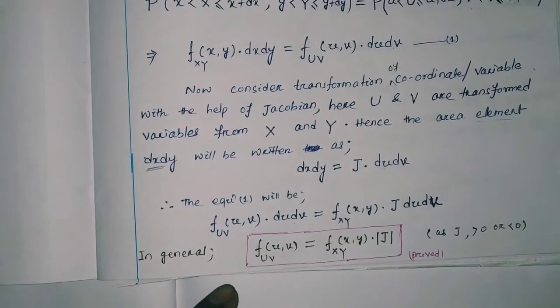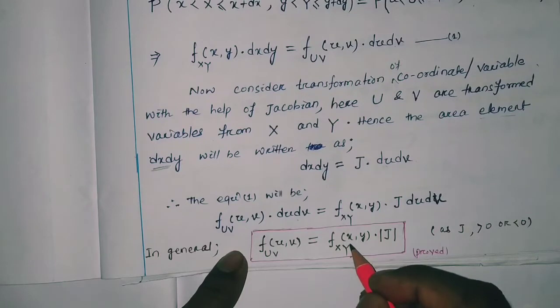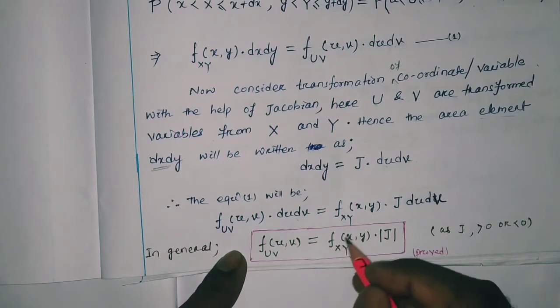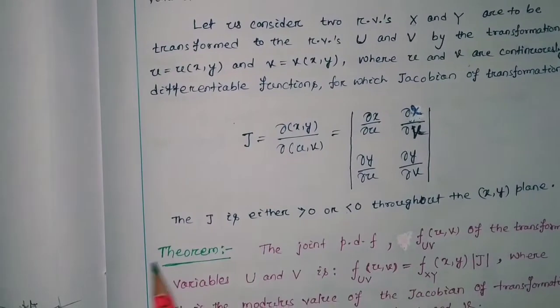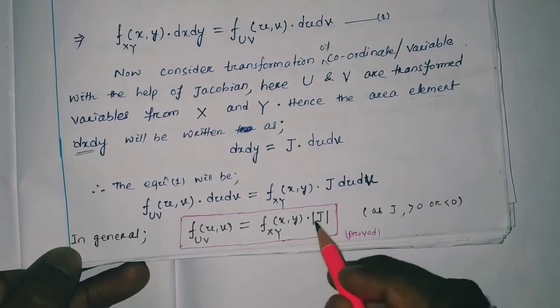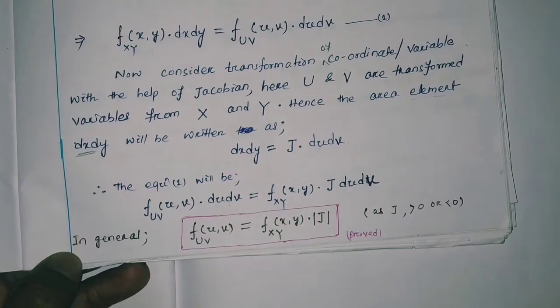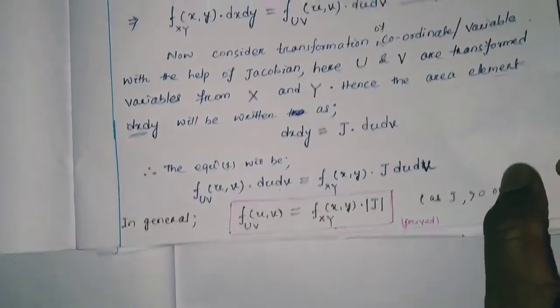In general we can write the joint pdf of uv equal to the joint pdf of xy into modulus of Jacobian, because as we discussed here, J can be either greater than or less than 0. So in general we consider modulus of J, which helps to transform the xy variables to uv random variables. So hence it is proved. This is useful to solve the numericals.